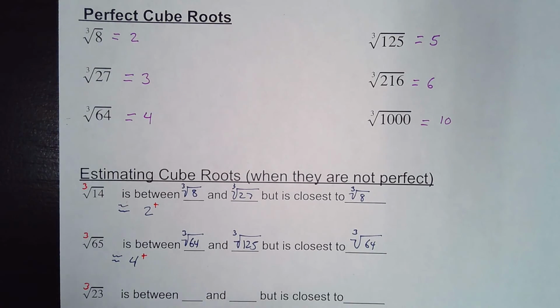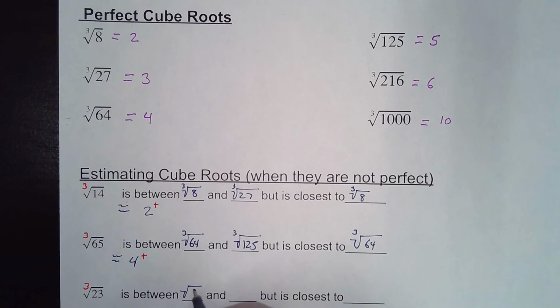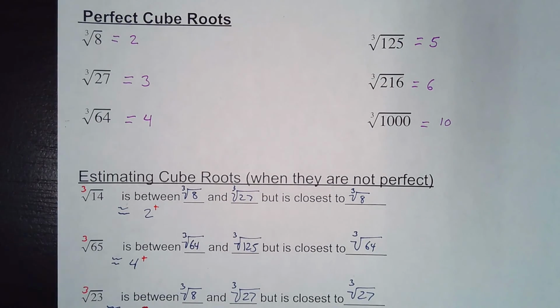Cube root of 23. Let's see, that falls between 8 and 27 again. Cube root of 8, cube root of 27, and it's closest to the cube root of 27, which is 3. But 23 is less than 27, so this is a little bit smaller. That tells me it's like 2.9 or something like that, a little bit less.